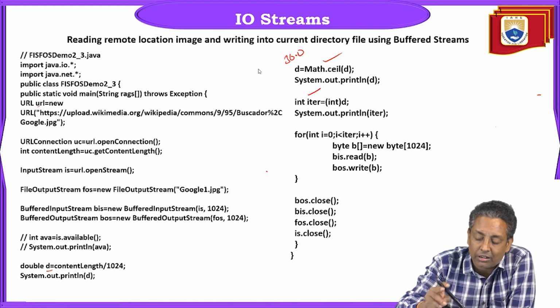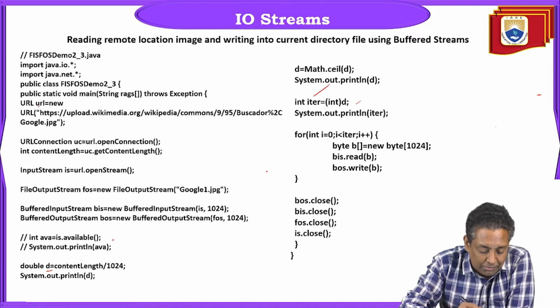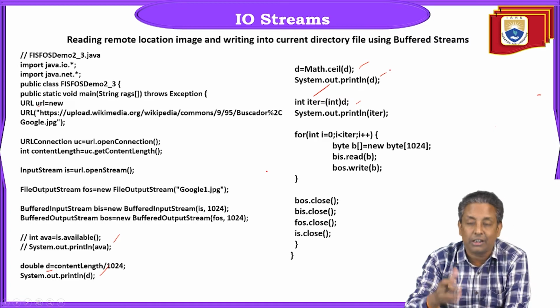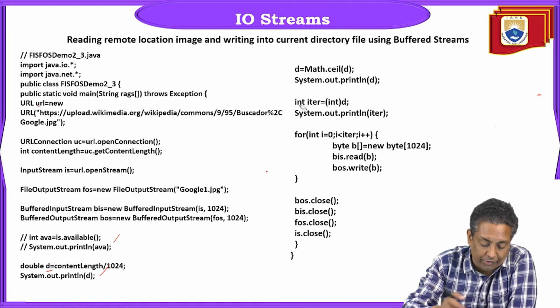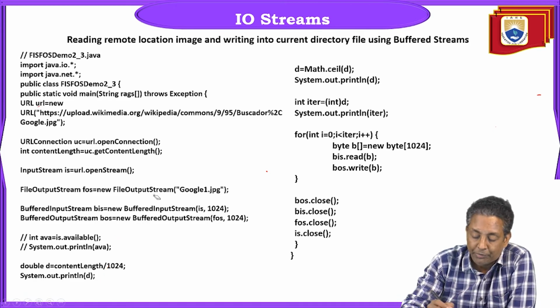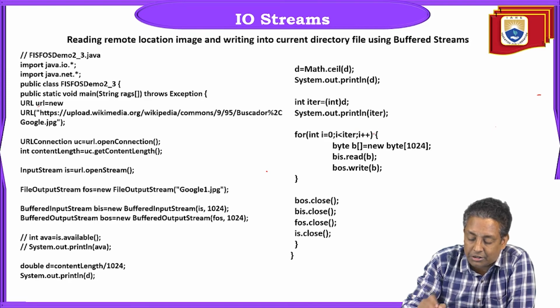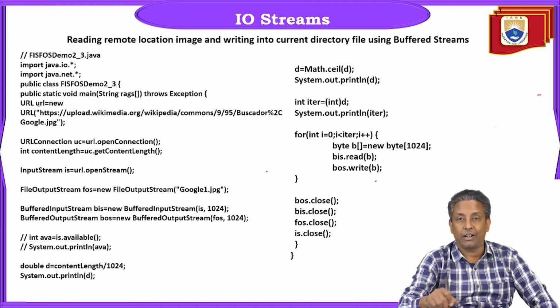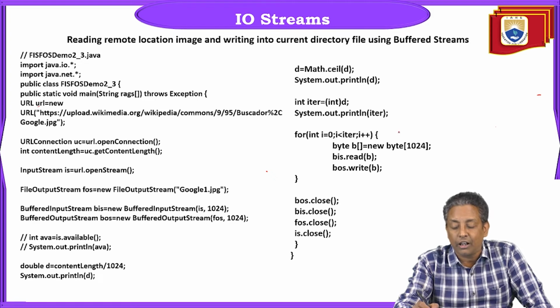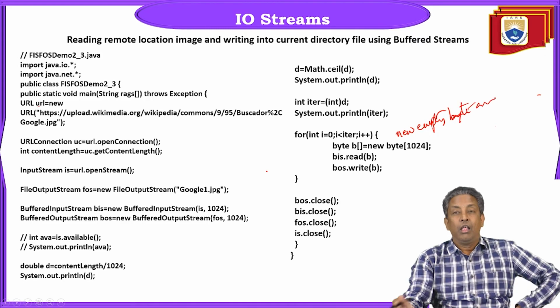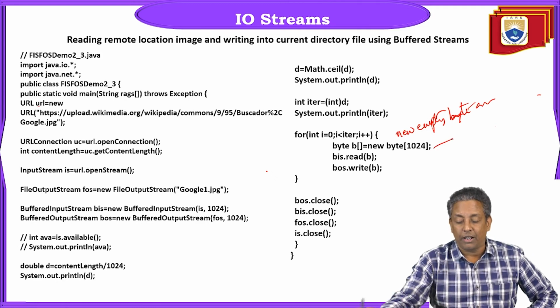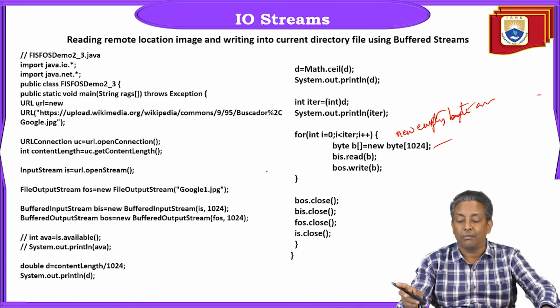That int is nothing but the number of iterations. Every time I am printing the value to see how much it actually is. So the iterations we finally found. Then what we want to do is a for loop: int i is equal to 0, i less than iterations, i plus plus. Those many times you are iterating, and every time I am creating a new empty byte array. Now it is completely empty.